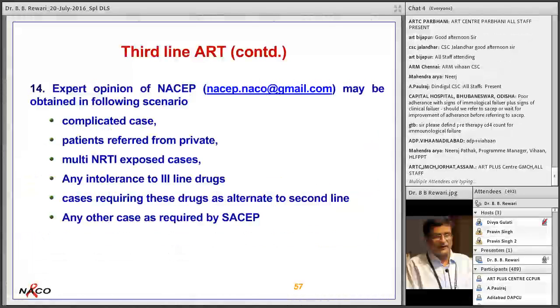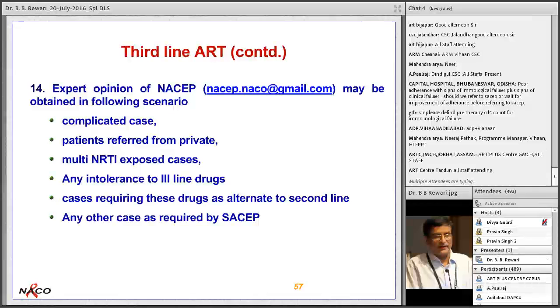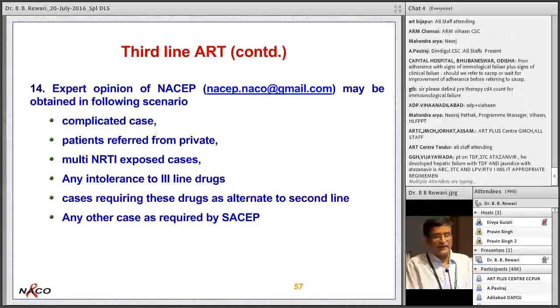So third line ART will be initiated by COEs themselves, but COEs will also refer cases to SACEP if it is a complicated case. If the patient is referred from a private center for third line, multi-NRTA exposed cases, any intolerance to third line drugs, cases requiring these drugs as alternate to second line. Some patients may require only raltegravir with boosted PIs. Presently we are not providing this, but such cases should be referred to SACEP, or any other case as required by SACEP.